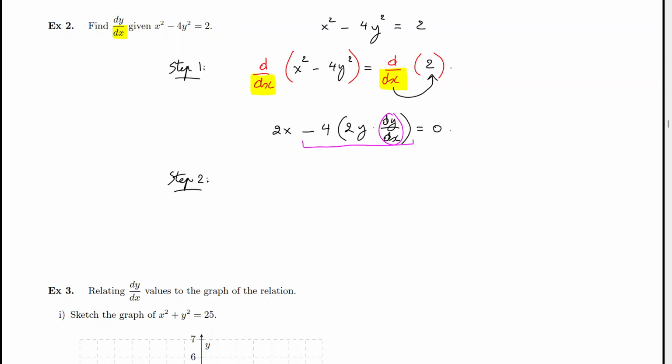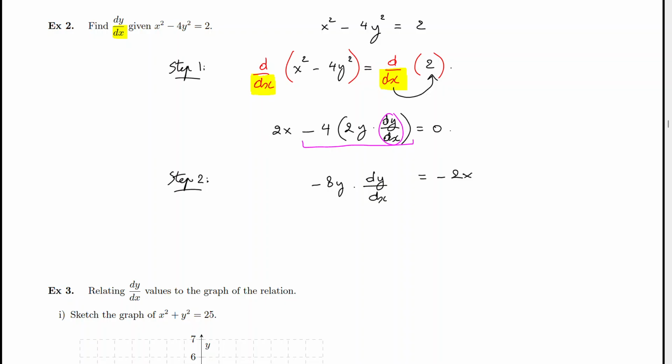So find out where your dy over dx is and try to isolate the term that contains it, meaning put it all alone. That means, first of all, that the 2x has to go from here to the other side. Technically, right now it's positive, so when I move it, it's going to become negative. So I'll end up with 4 times 2y times dy over dx equal to negative 2x moving across. And by the way, negative 4 times 2y is really negative 8y. So let's simplify that and write it as negative 8y dy over dx equals negative 2x.